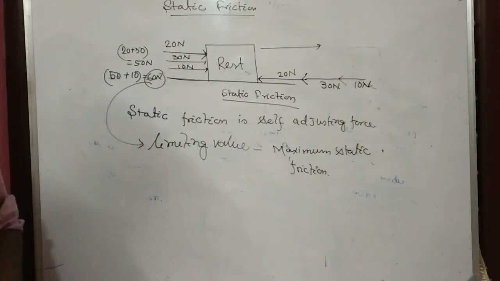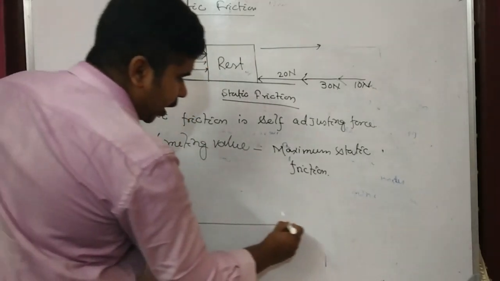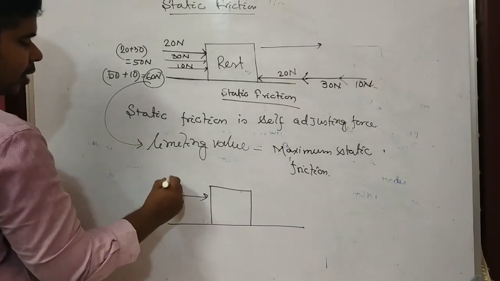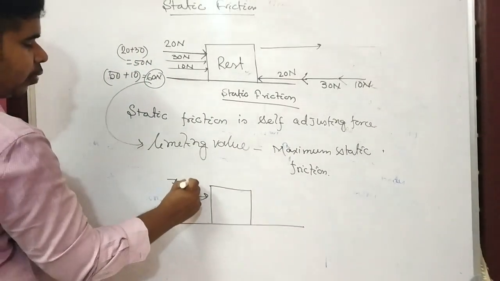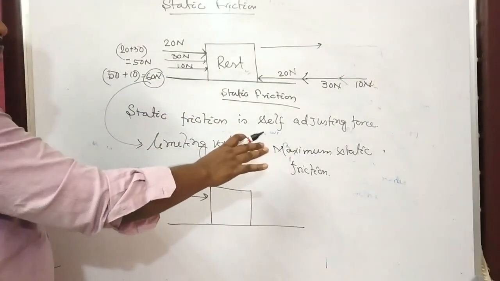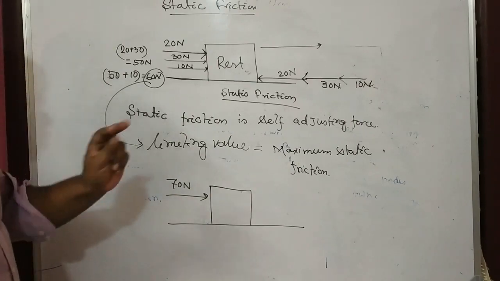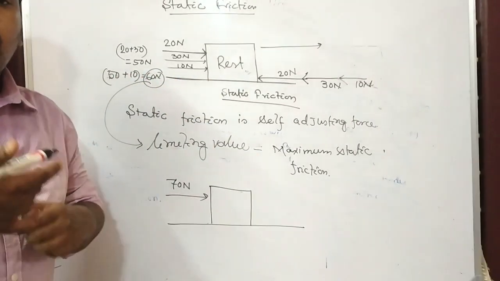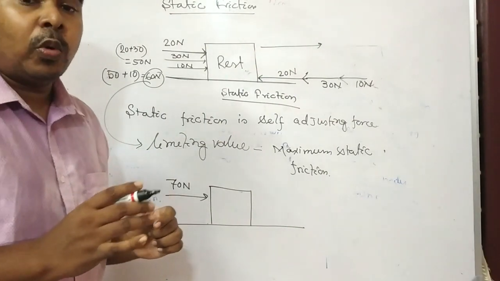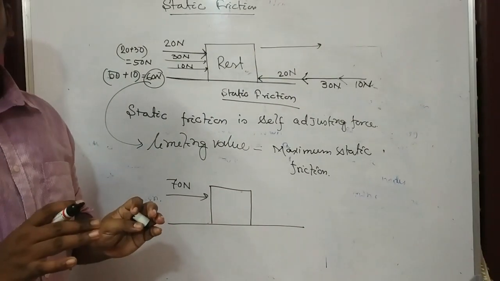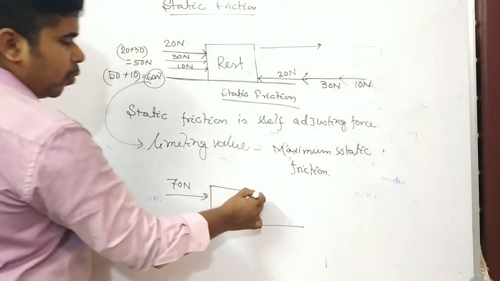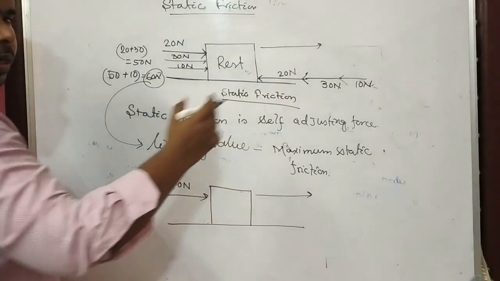After that, if you apply more force, what will happen? Assume it is 70 Newton. We have seen that 60 Newton is the maximum static friction. That means if you apply 60 Newton force, the body is about to start moving, it is just ready to move, but still it will not move. But if you apply more force, assume 70 Newton, then the body will start moving in the right hand side.